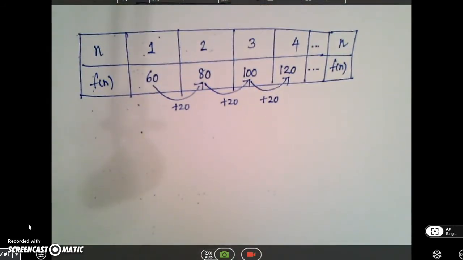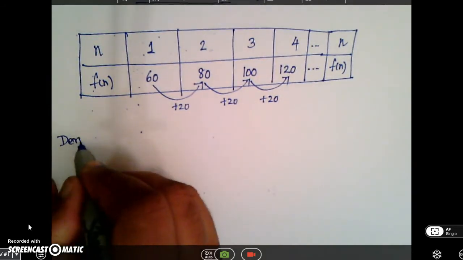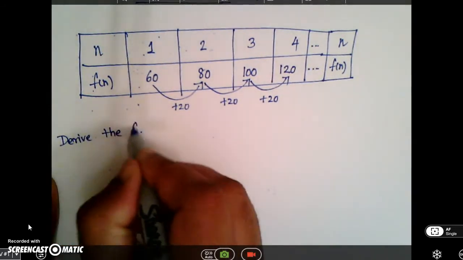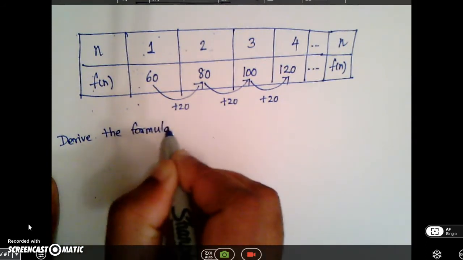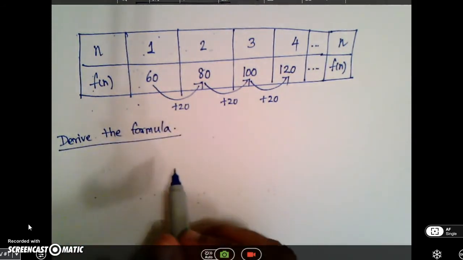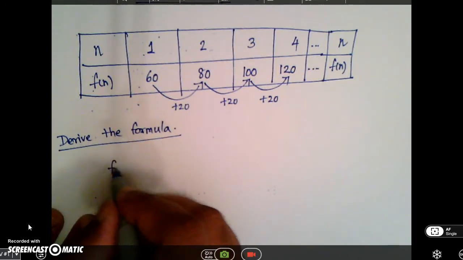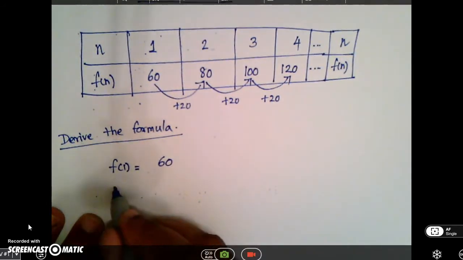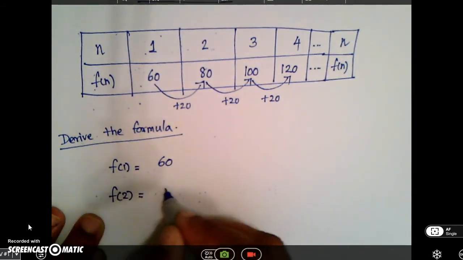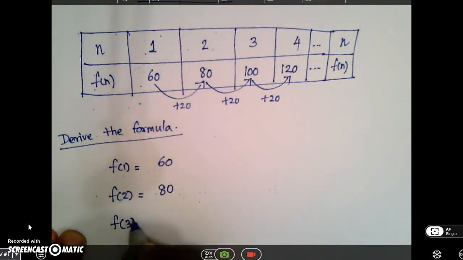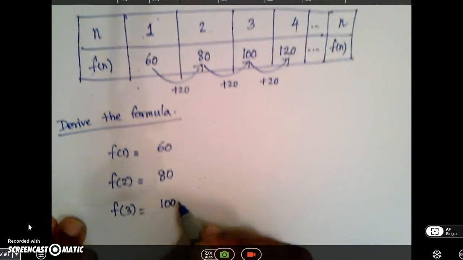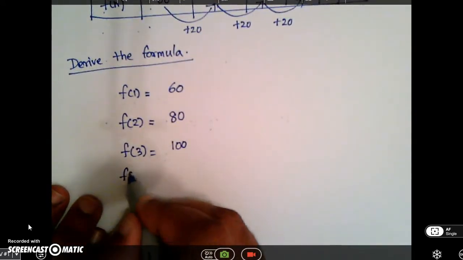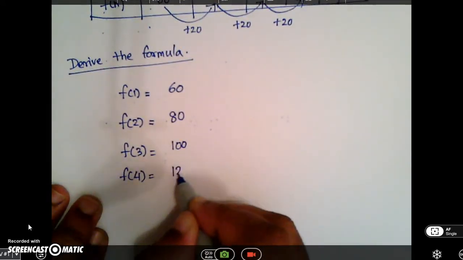I want to examine what's happening between the terms, and I want to derive the formula that the book gives. So I have my first term, it is 60. My second term is 80. My third term is 100. My fourth term is 120.